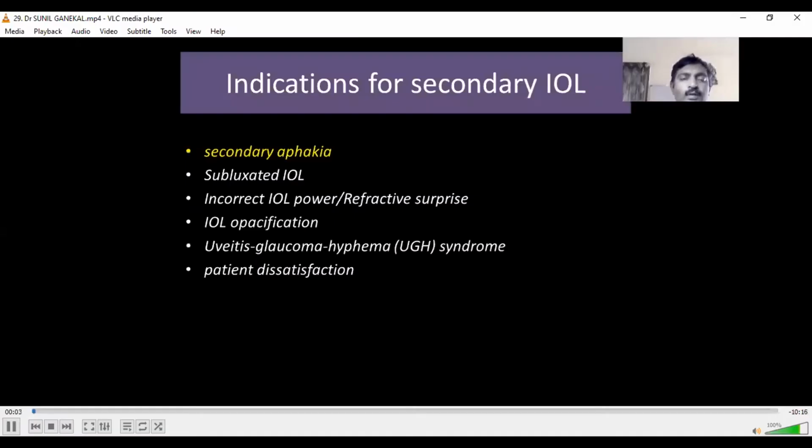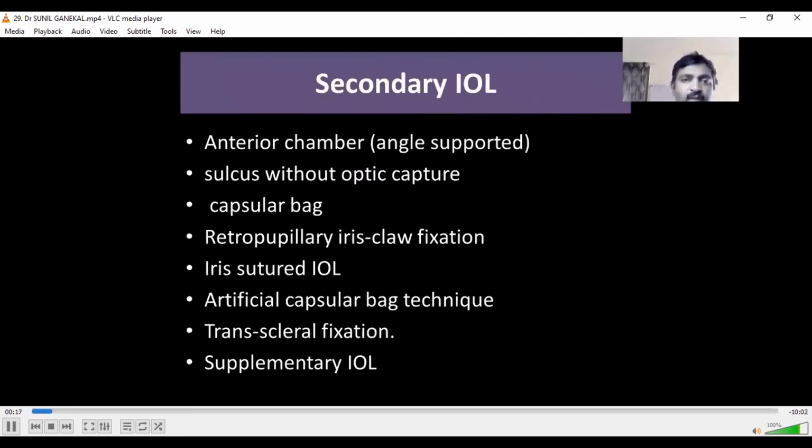I'll be talking to you regarding the secondary IOLs. Main indications for secondary IOL being secondary aphakia, IOL related complications, or uveitis, glaucoma, emphysema syndrome, or patient dissatisfaction in some of the cases. There are various techniques of secondary IOL available, which I will be discussing one by one in subsequent slides.